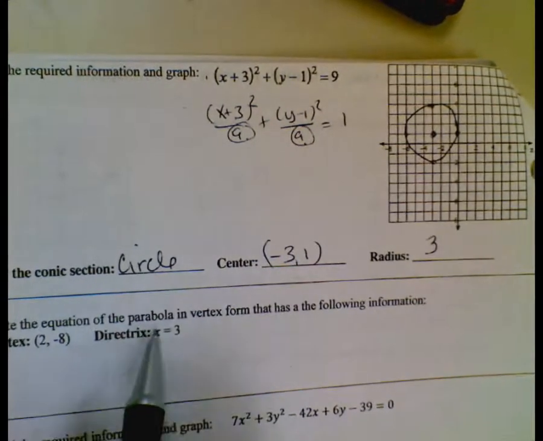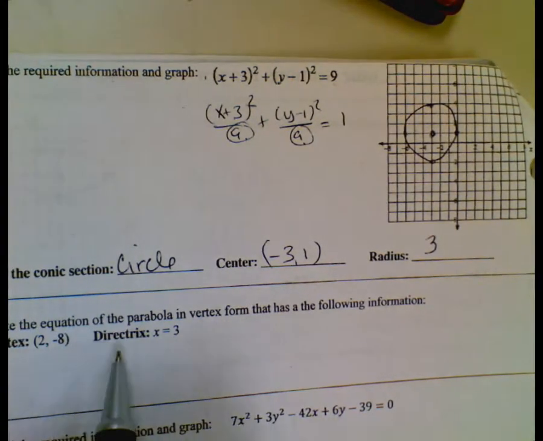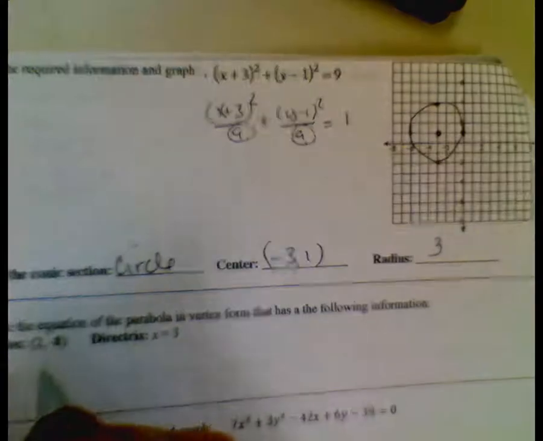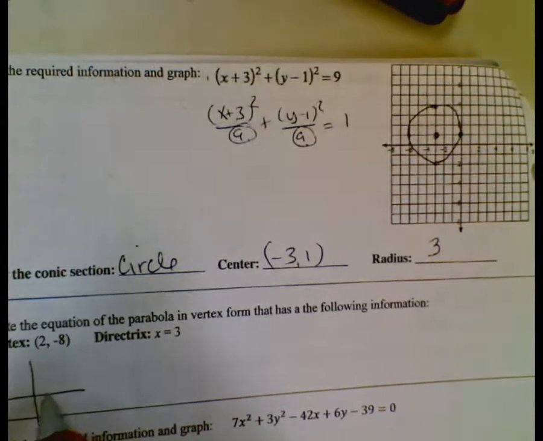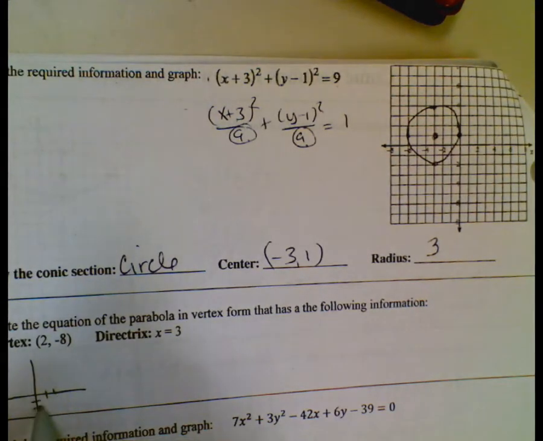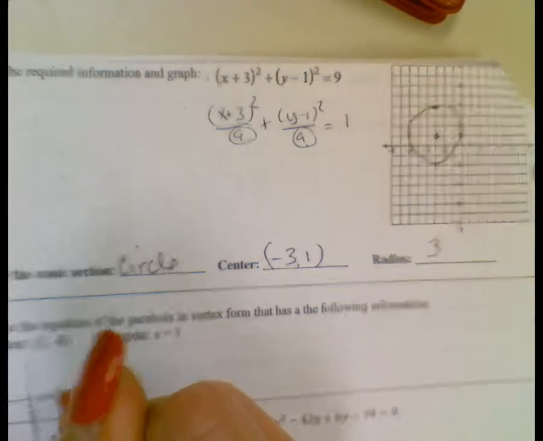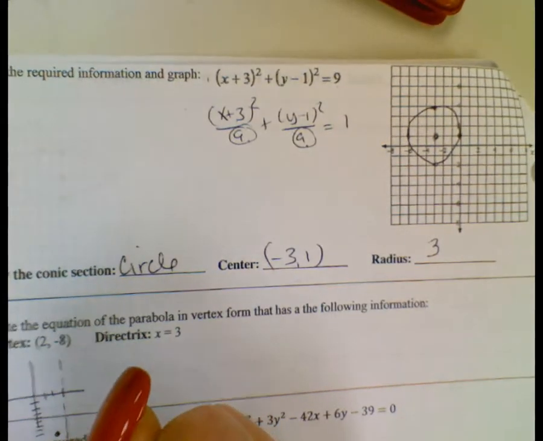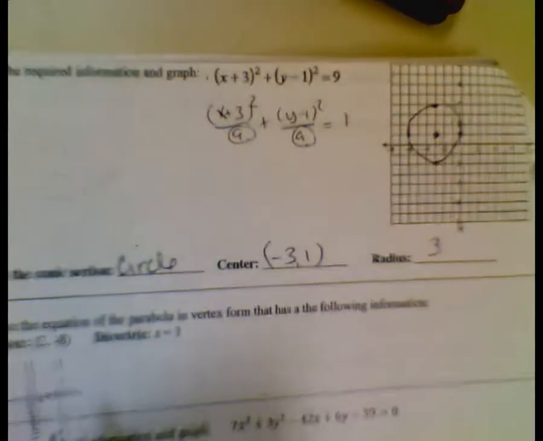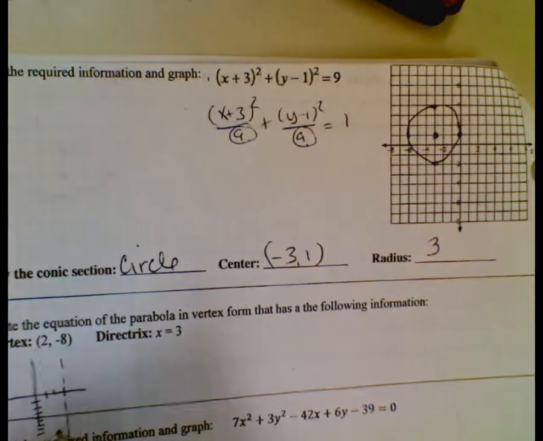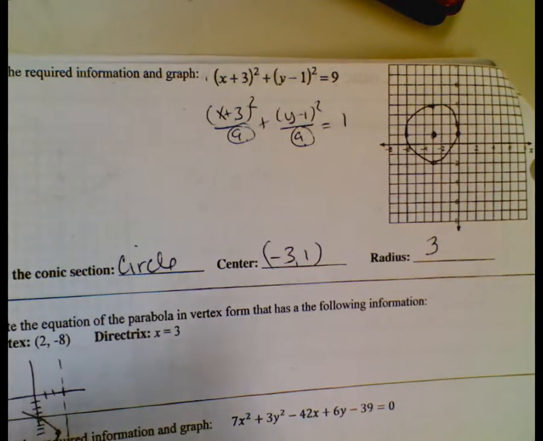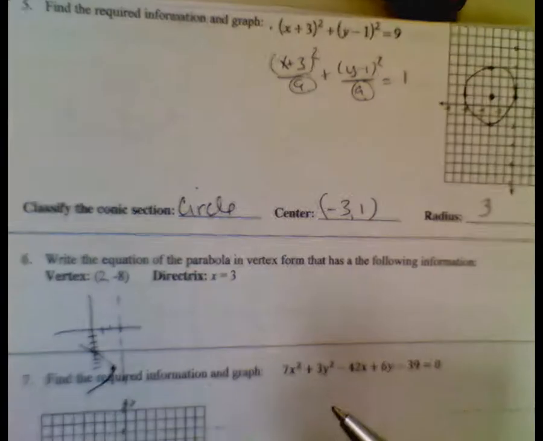6. Write the equation for parabola in vertex form that has the following information. Well, I like to do a little sketch to see what this looks like. So 2, -8 is about right there. And the directrix is x equals 3. That's 1 to the right of that. Since your parabola can't touch the directrix, the only way this could go is left. It has to go left.